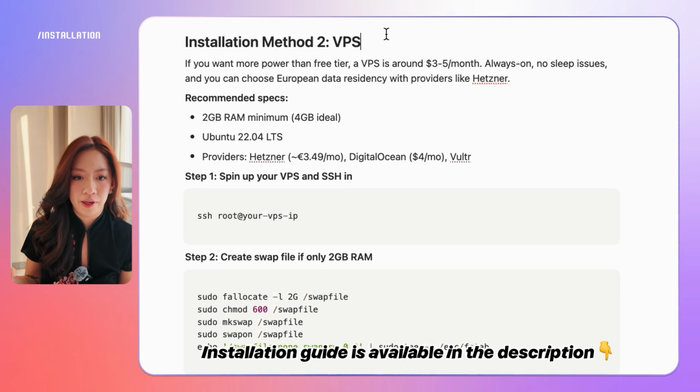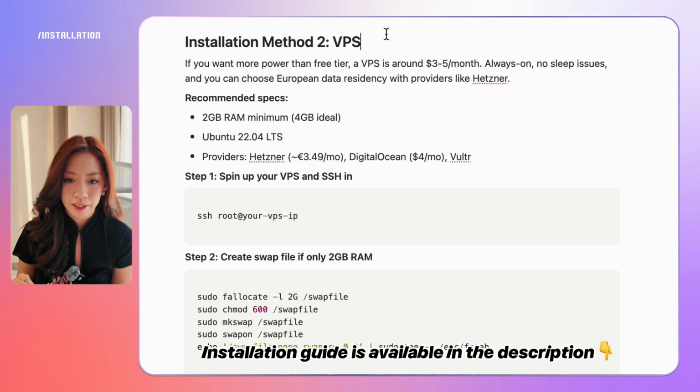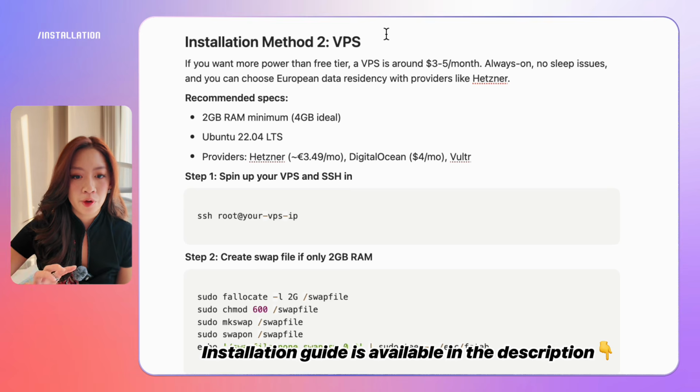And then once you do that, if you decide that maybe you want to do it through a virtual private server, you can use a VPS that's around $3 to $5 per month. This is always on, there's no sleep issues, and you can choose the European data residency with providers like Hetzner.